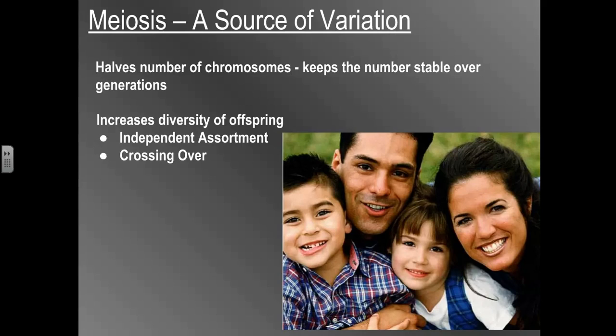So really the important points you need to remember is that meiosis is a source of variation. It halves the number of chromosomes, and then it keeps that number stable over generations. And we increase the diversity of our offspring through the processes of independent assortment and crossing over.